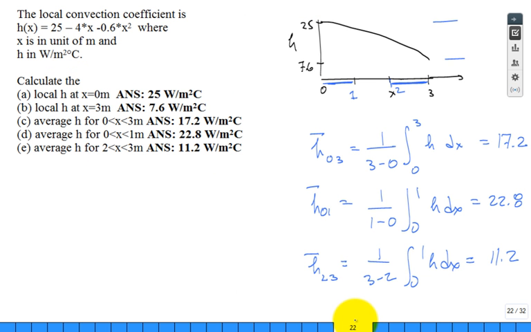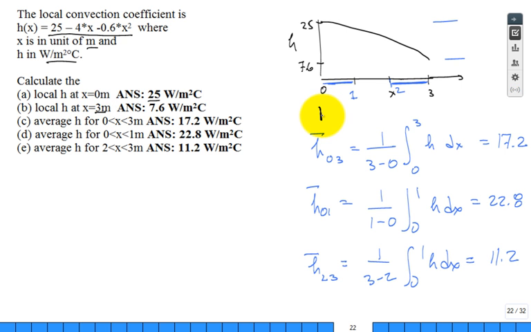Okay, another problem here. The local convection coefficient is given by this equation, where x is in units of meters and h is in units of watts per meter squared degree C. Calculate the local h at x equal to 0. There's the answer. I guess it's not that challenging. Can you see why the answer is 25? Give me a thumbs up if you follow that. Good. How about the local h at x equal to 3?